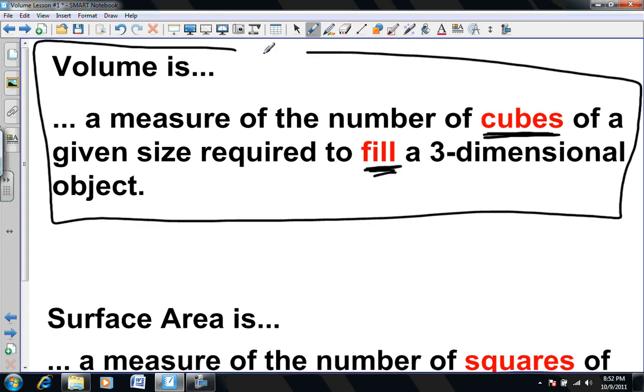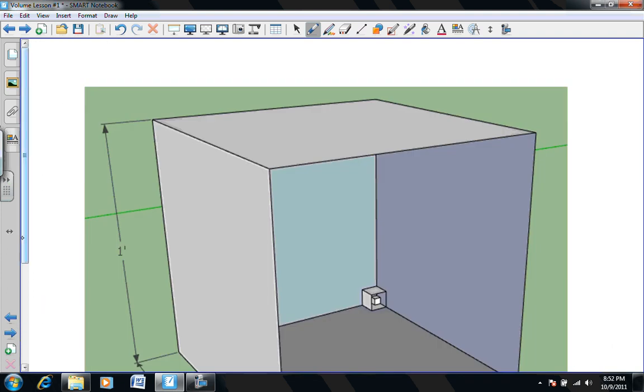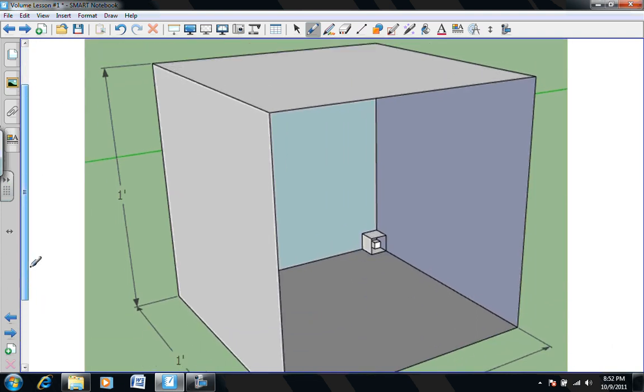Let's spend a little bit of time talking about the definition of volume in particular, just because we already know what area is, and so surface area, because we've already talked about area. Let's talk about volume. What I'd like to do is talk about this idea of filling things with cubes. I went to Google SketchUp and I drew some cubes.